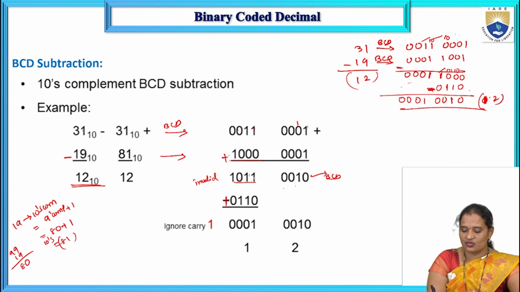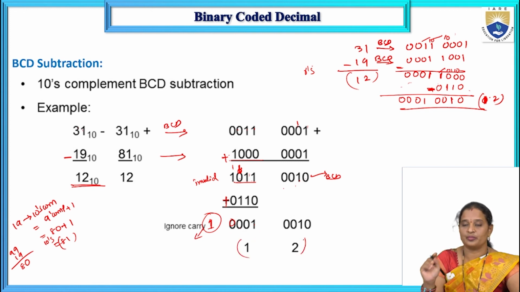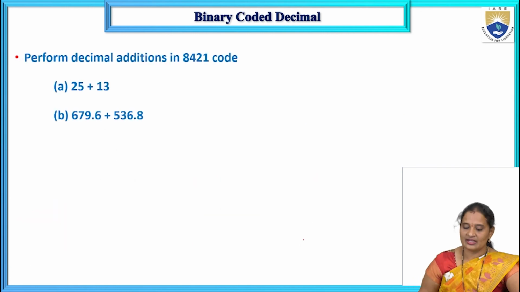So if I add 6, what I'll get? 1 plus 1, 0 with a carry 1. 1 plus 1, 0 with a carry 1. And here 1 plus 1, 0 with a carry 1. As we are performing the subtraction using tens complement, if carry is generated, just ignore the carry. Then the result will be considered as positive and the result is 1, 2. So this is by using tens complement.